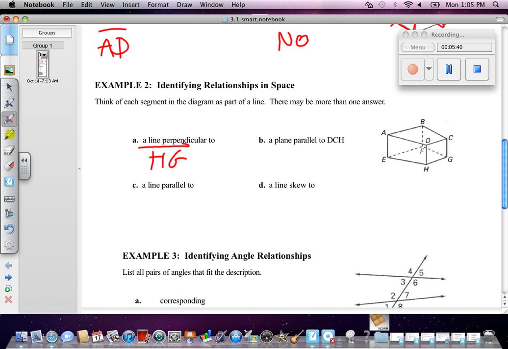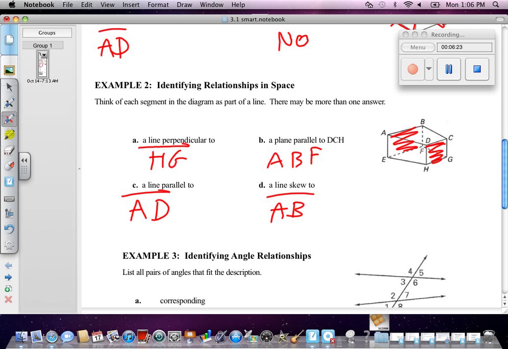A plane parallel to DCH. CBF? So I would say ABF because this is the front part of this, and so I want this back part. ABF or ABG. A line parallel to BC. A line FG? AD. FG would work too. A line skew to FG. AB? AB? FG. You could do AD.